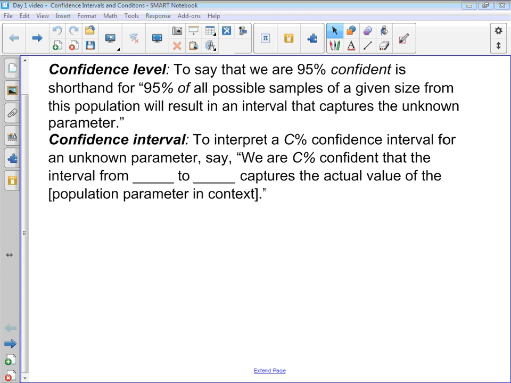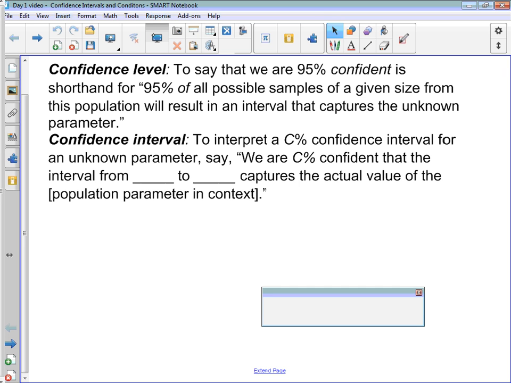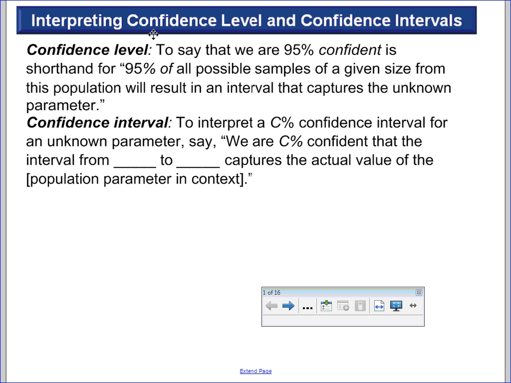Okay, welcome to the next video. Today is going to be on confidence intervals for p-hat and the conditions that need to be met for us to do a confidence interval.